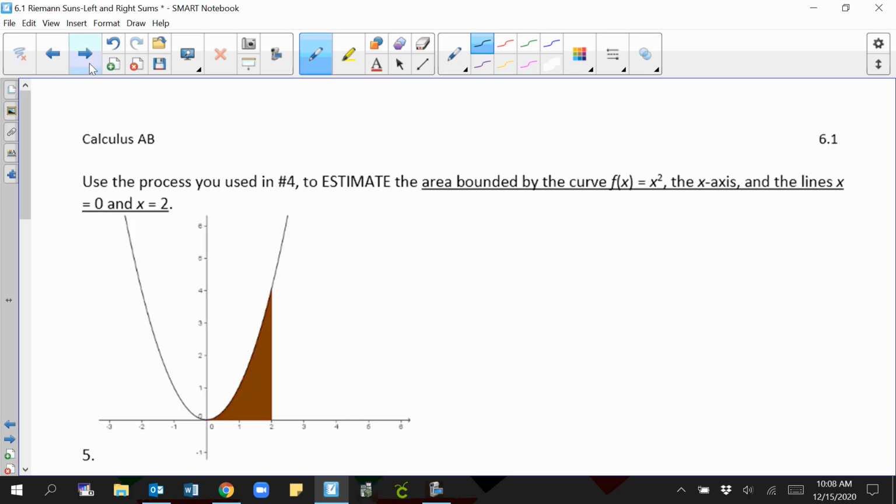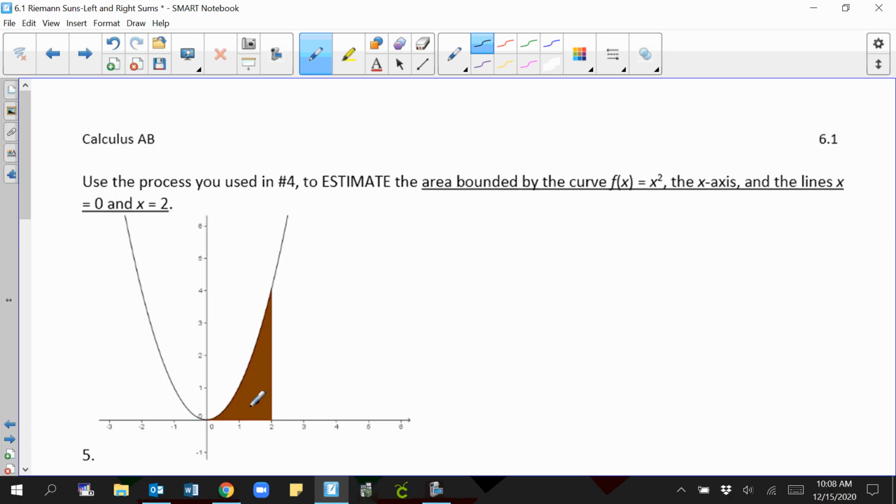This says use the process you used in number 4, the problem we just did, to estimate the area bounded by the curve f of x equals x squared, so our parabola right here, the x-axis, and the lines x equals 0 and x equals 2. So it's the shaded area right here.